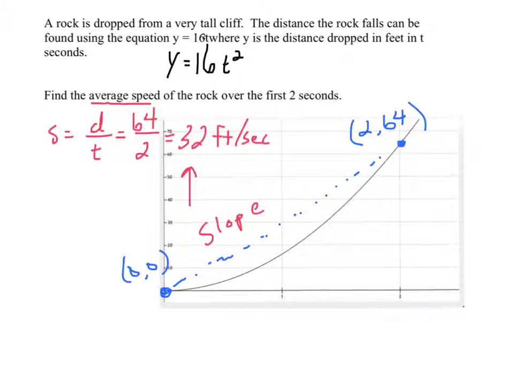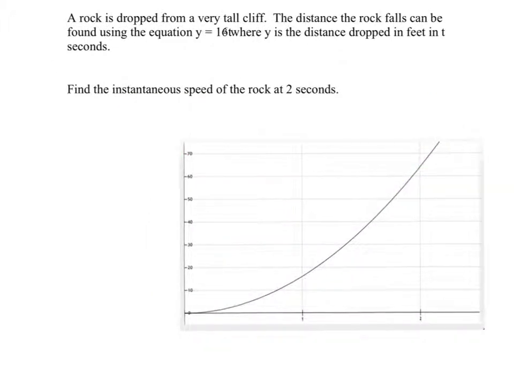Well, this leads to the next question. What if instead of wanting to find the average speed, I wanted to find the instantaneous speed? And if you think about throwing a rock off a cliff, of course, it starts off traveling slow, and as it falls and falls and falls, it falls faster. So the idea that its average was 32 feet per second, I hope you realize that at 2 seconds, it will actually be traveling faster than that. And how we'd calculate that is by finding the slope at 2.